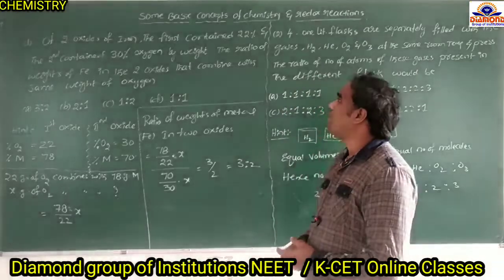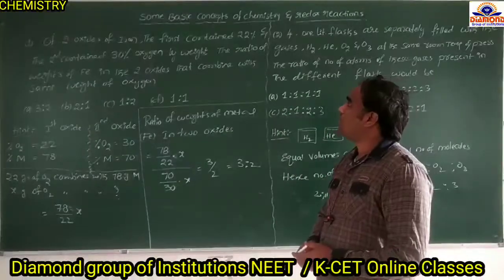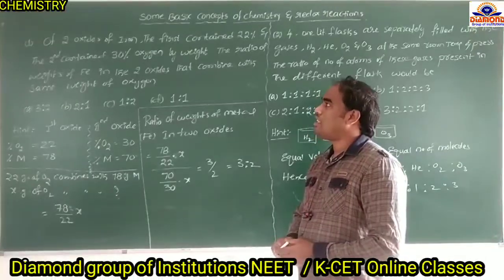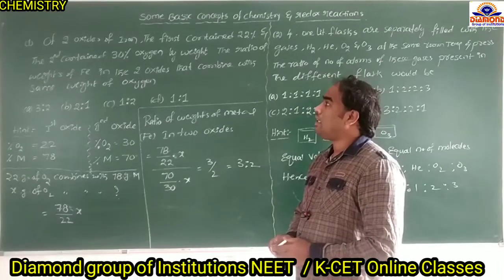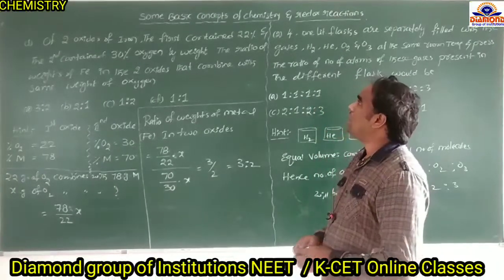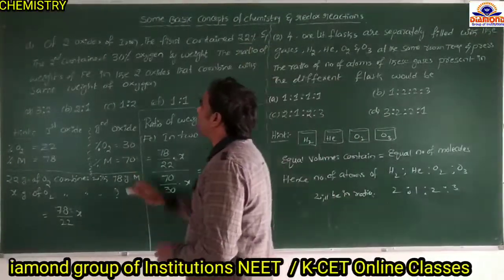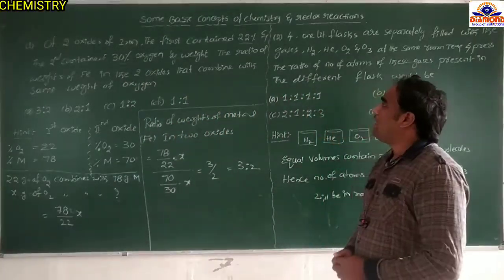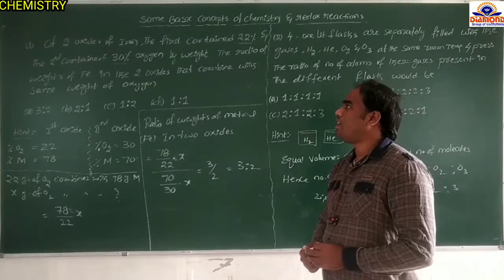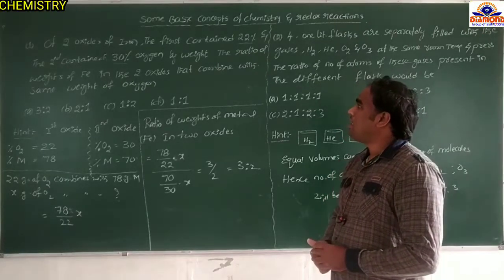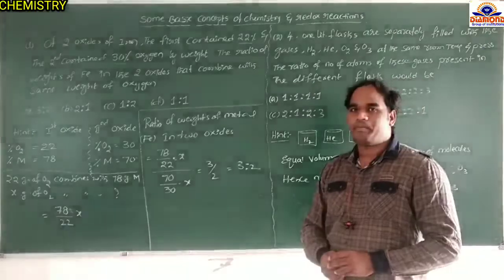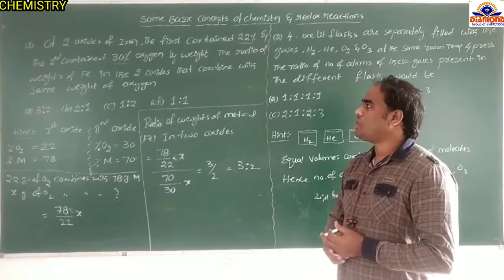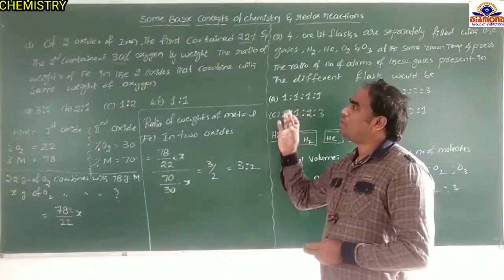Two oxides of iron: the first contains 22 percent oxygen and the second type of oxide contains 30 percent oxygen by weight. The question is: what is the ratio of weights of iron in the two oxides that combine with the same weight of oxygen? Option A 3 is to 2, B 2 is to 1, C 1 is to 2, D 1 is to 1. So first, try to understand the question.